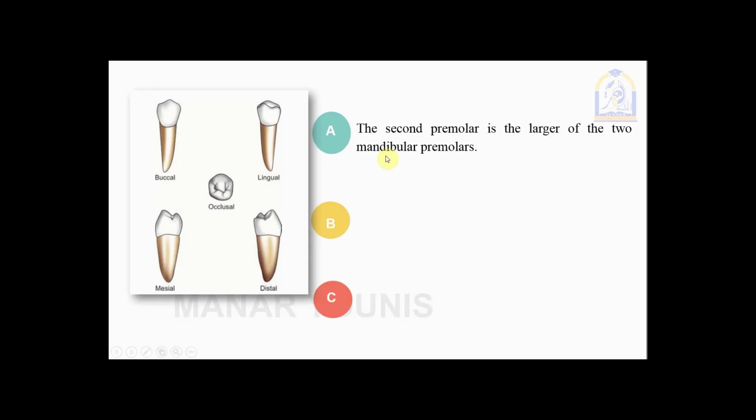The mandibular second premolar usually shows the following variations from the mandibular first premolar. First, it's usually the larger of the two mandibular premolars, which is opposite of the situation found in the maxilla, where the first premolar is larger than the second. Usually, the mandibular second premolar, in fact, is smaller or shorter than the first premolar in crown length.